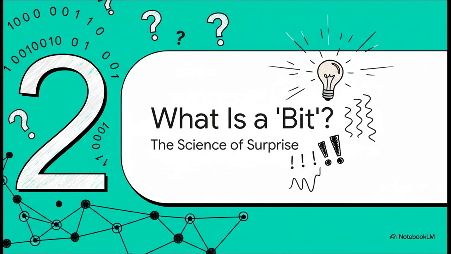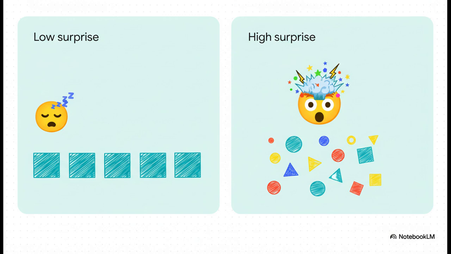Okay, so that leads to a pretty interesting question. If we can measure information, what are the units? Well, the answer is the bit, and it's tied to an idea that you might not expect at all, the science of surprise. And this is where it gets really cool. Think about a super predictable message, like, say, a string of the letter A. You know exactly what's coming next. It's kind of boring, it's redundant, and it has very little new information.